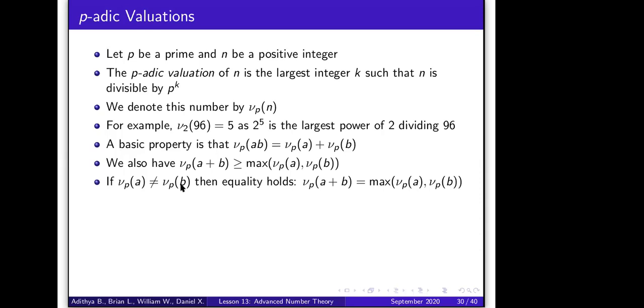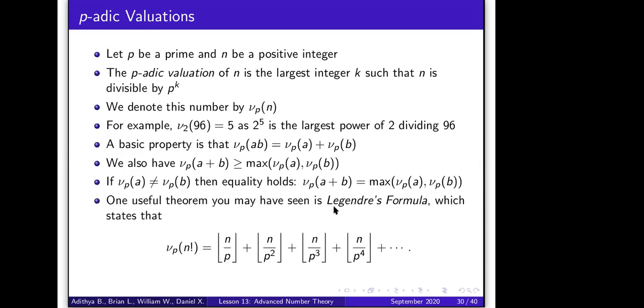So if, for example, p squared divides A, but B is only divisible by p, then we can be sure that the VP of their sum is exactly 1. The reason the inequality comes is if we add two numbers of the same VP, say we add 1 and 3, which are both not divisible by 2, when we add them, we can get something that's divisible by 2. And this is why we have the inequality.